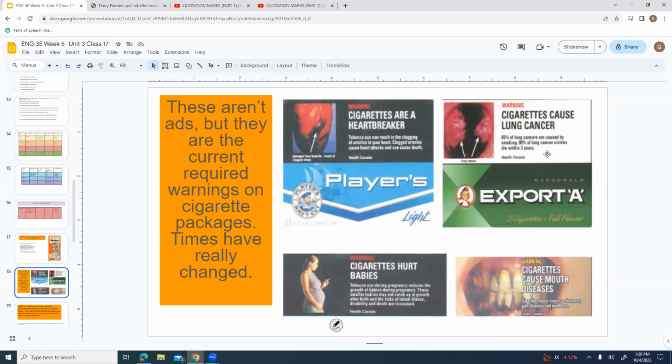Over here, we've got cigarettes cause lung cancer. 85% of lung cancers are caused by smoking. 80% of lung cancer victims die within 3 years. Wow. Cigarettes hurt babies. Tobacco use during pregnancy reduces the growth of babies during pregnancy. These smaller babies may not catch up in growth after birth, and the risks of infant illness, disability, and death are increased. And then we've got cigarettes cause mouth diseases. So before it was okay to advertise to children, now we're barely letting people buy cigarettes themselves without having really strong warning signs all over about how dangerous it is.